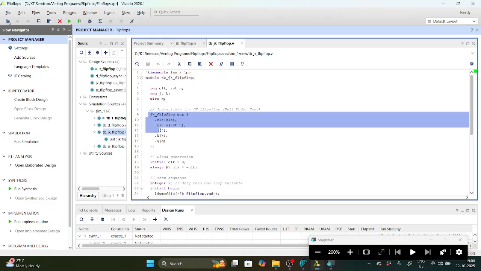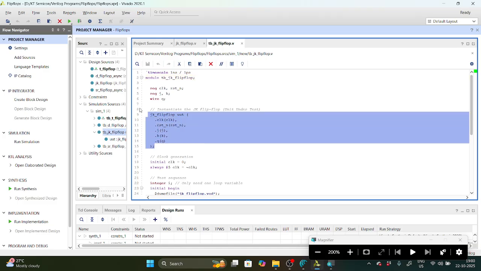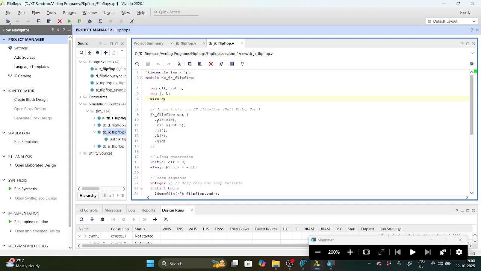I need to instantiate whatever the design is. So I am instantiating with connection by name. Whatever the variables present outside the brackets are nothing but design variables, or design inputs or outputs, and whatever the variables present inside the brackets are nothing but test bench inputs or outputs. Okay, UUT is nothing but unit under test.